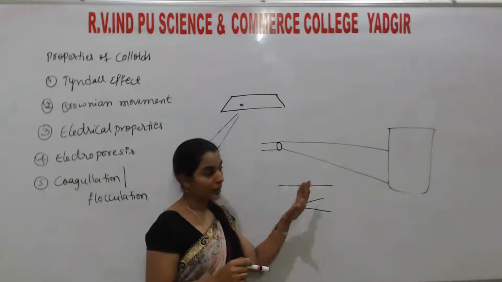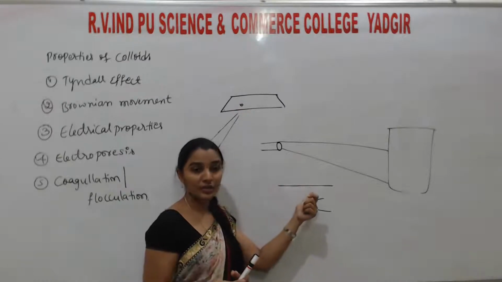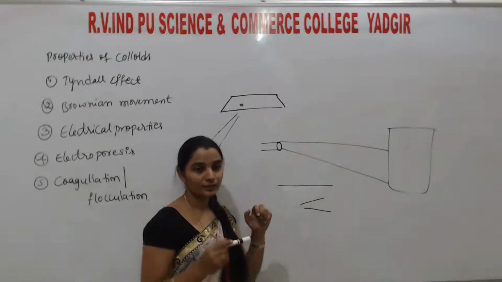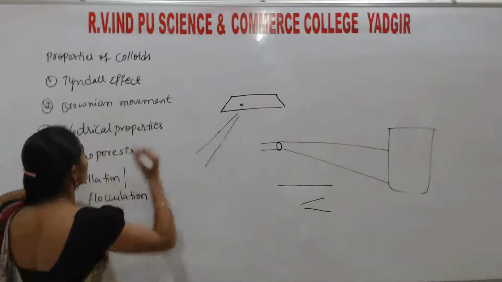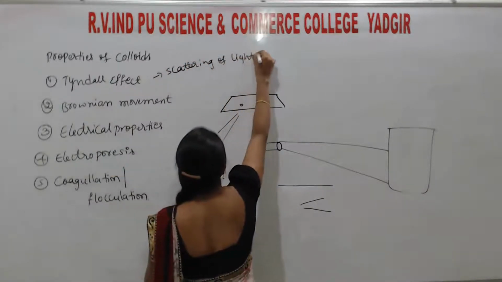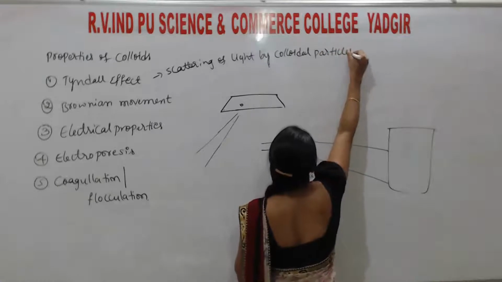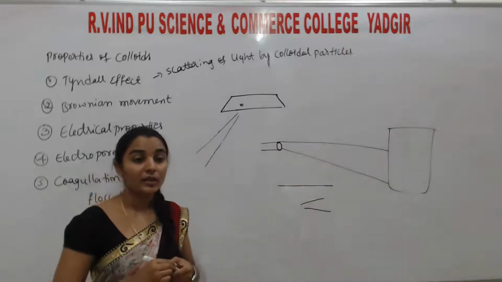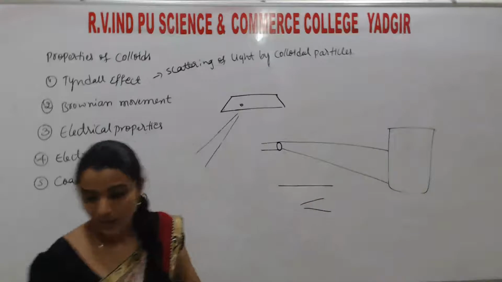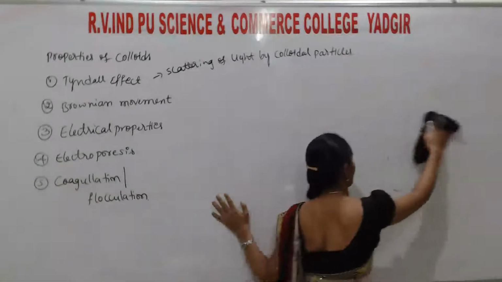So that laser light cannot be scattered. Why? Because the dust particles cannot scatter the laser radiations. But normal visible light, they can easily scatter. So what does Tyndall effect mean? The scattering of light by colloidal particles is called Tyndall effect. Scattering here means the dust particles are there, and these dust particles scatter the light. Understand? So if I want to show the phenomenon of that, listen here.